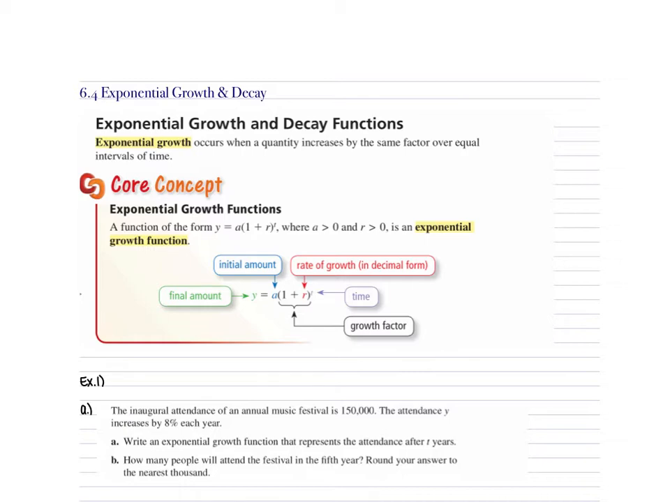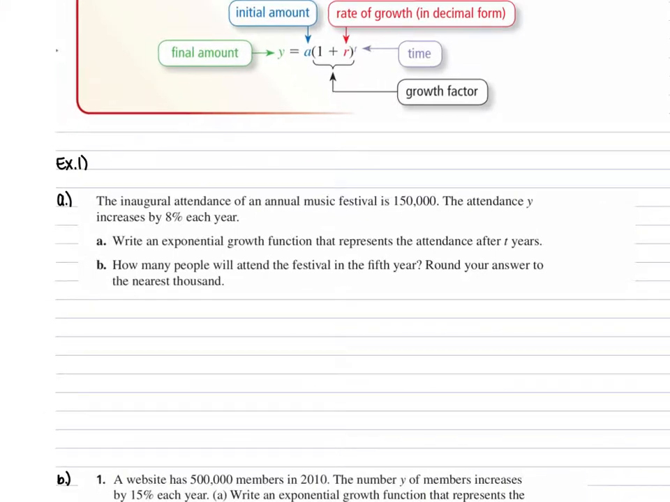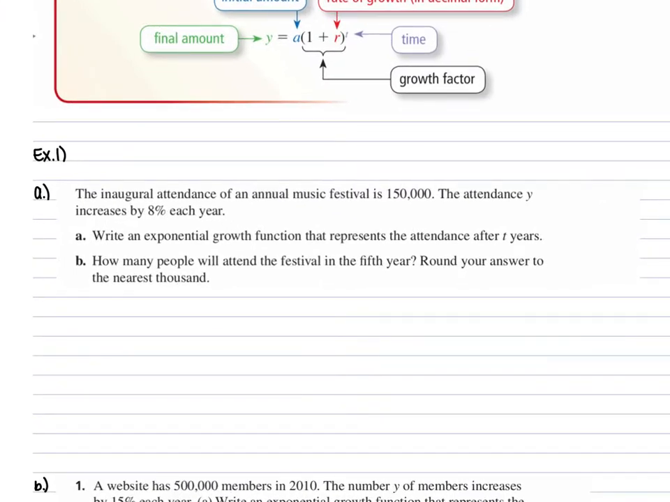If we look at example 1, it tells us that the inaugural attendance of an annual music festival is 150,000. The attendance y increases 8% each year. A asks us to write an exponential growth function that represents the attendance after t years. So to get this with our formula that they gave us, that y is equal to a times 1 plus r to the power of t.